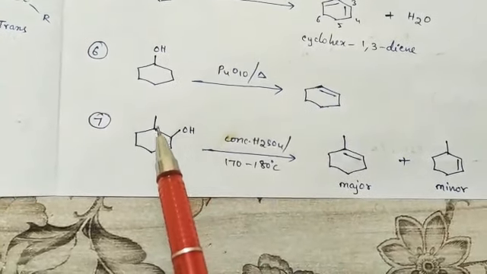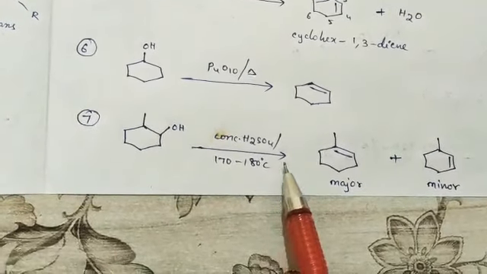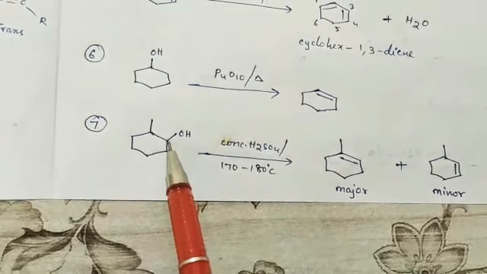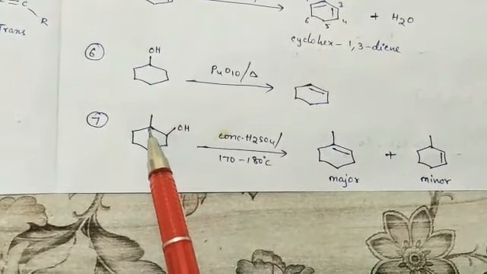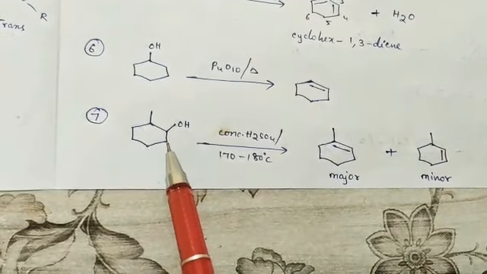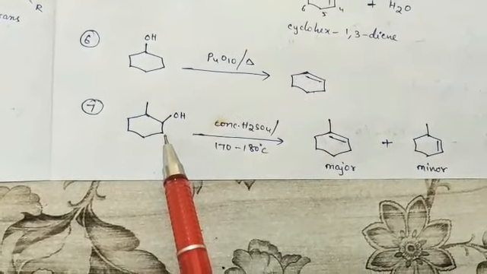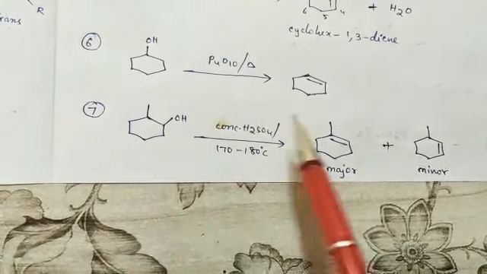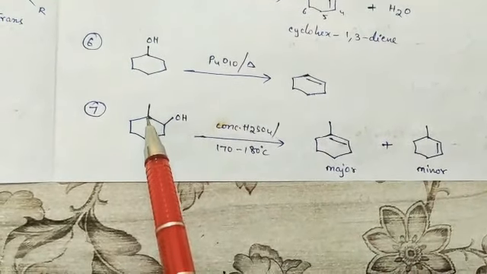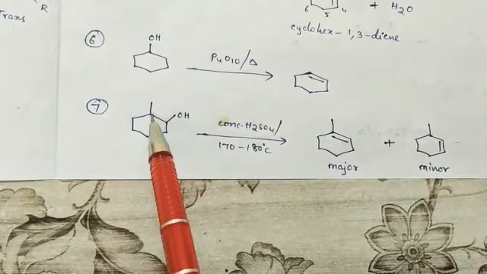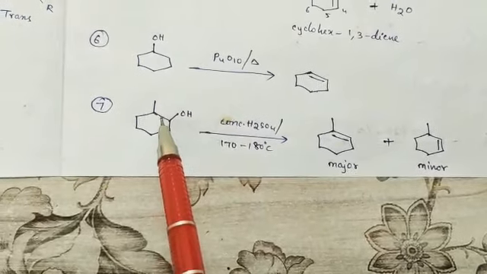So if we consider this 2-methyl 1-cyclohexanol, we are adding a dehydrating agent. Then here, next to the carbon bearing OH, on the right hand side we have CH2, on the left hand side we have CH. On the right hand side it is CH2, a primary carbon. If we eliminate the hydrogen from this carbon, it forms a minor product. But if we eliminate the hydrogen from the tertiary carbon, so this is the tertiary carbon, it forms the major product. Between these two carbons, one double bond is generated.